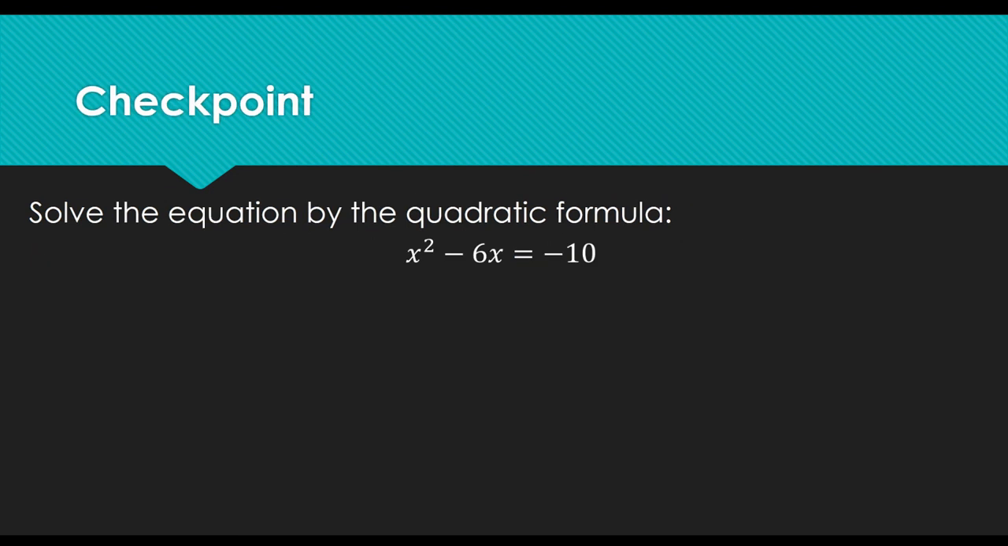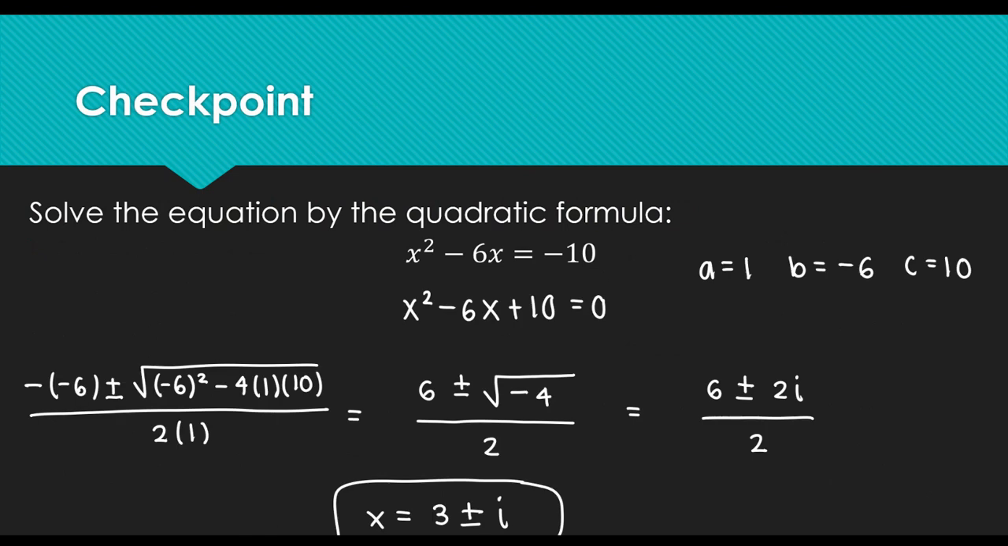So I would suggest that you pause the video and try this checkpoint problem. All right, so once again, we had to get it into general form first. That allowed us to identify A, B, and C. We ended up, once again, getting an imaginary number. I split up the terms, and I was able to get my two solutions.